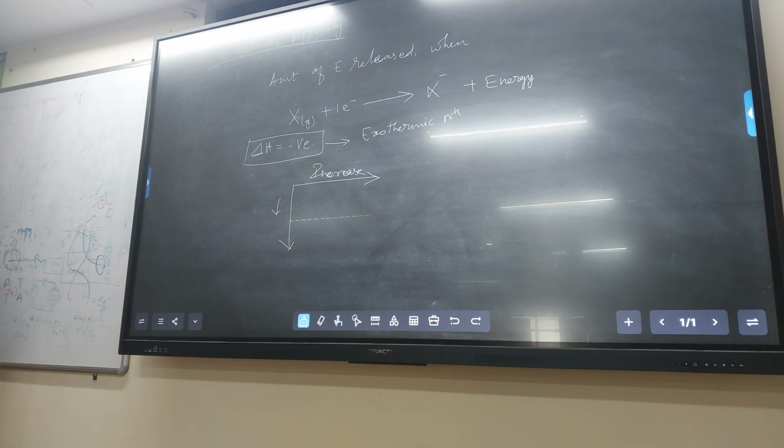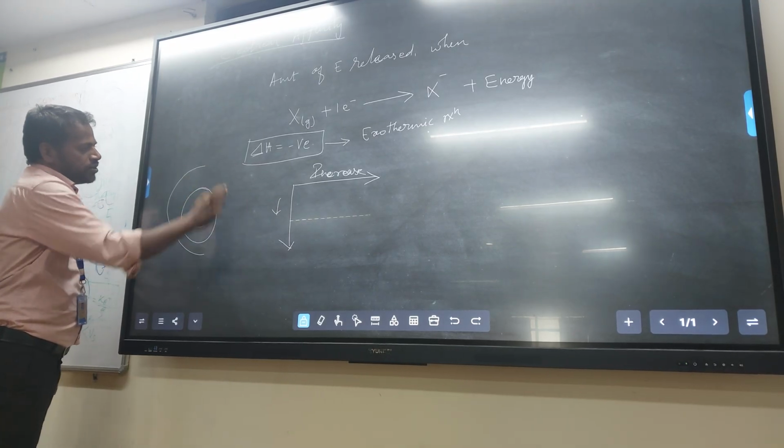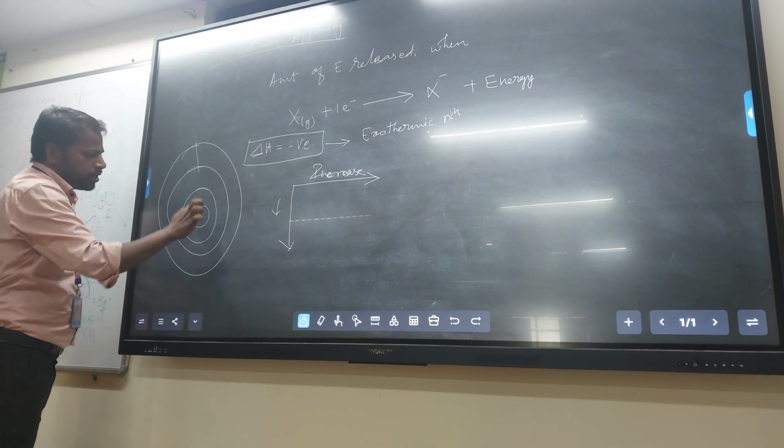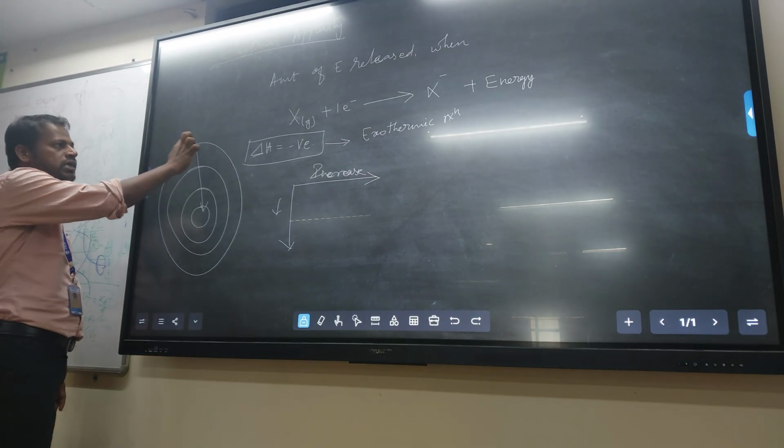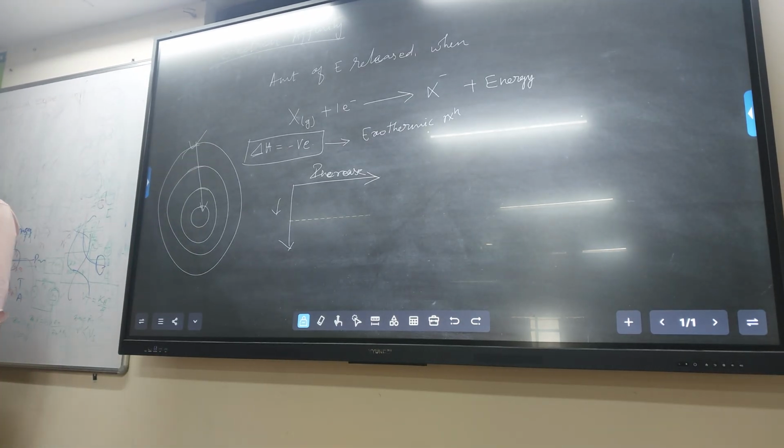The outermost orbital is not in close contact with the nucleus, so there is not much penetration with that nucleus. This orbital is not very close to the nucleus, hence we can add the electron here. Therefore, from left to right it is increasing and from top to bottom decreasing.